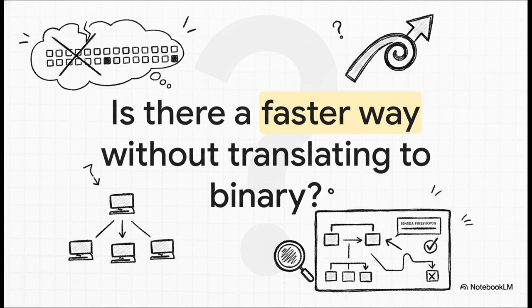Now, I don't know about you, but manually writing out 32 ones and zeros every single time I need to map a network sounds completely exhausting.